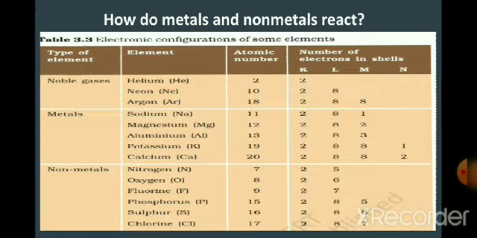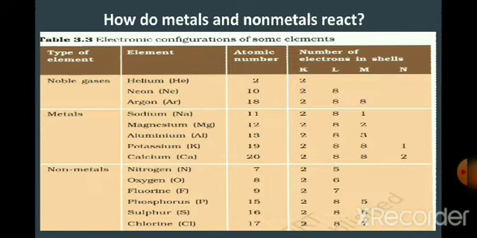Similarly, non-metals like nitrogen, oxygen, fluorine, phosphorus, sulfur, chlorine have 5, 6 or 7 electrons in the outermost shell. So they have a tendency to gain electrons. By gaining electrons, non-metals can get stable octet configuration in the outermost shell.